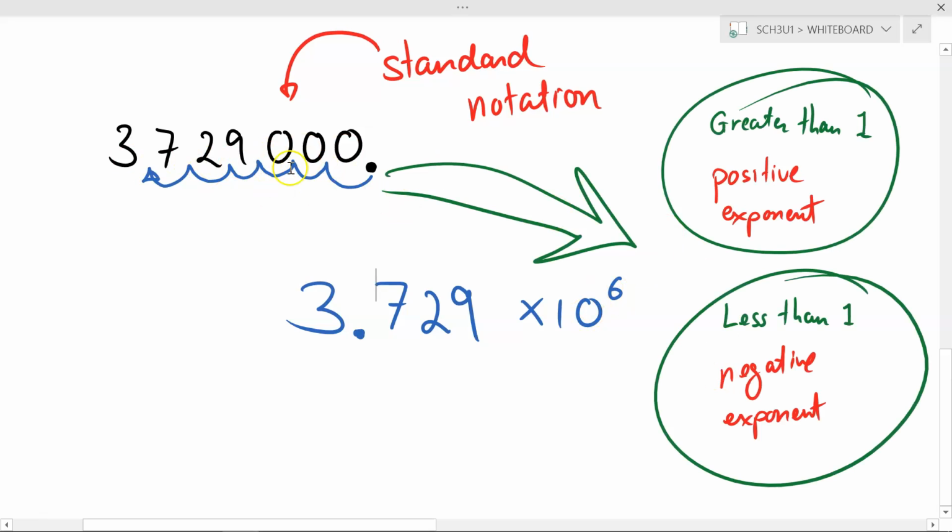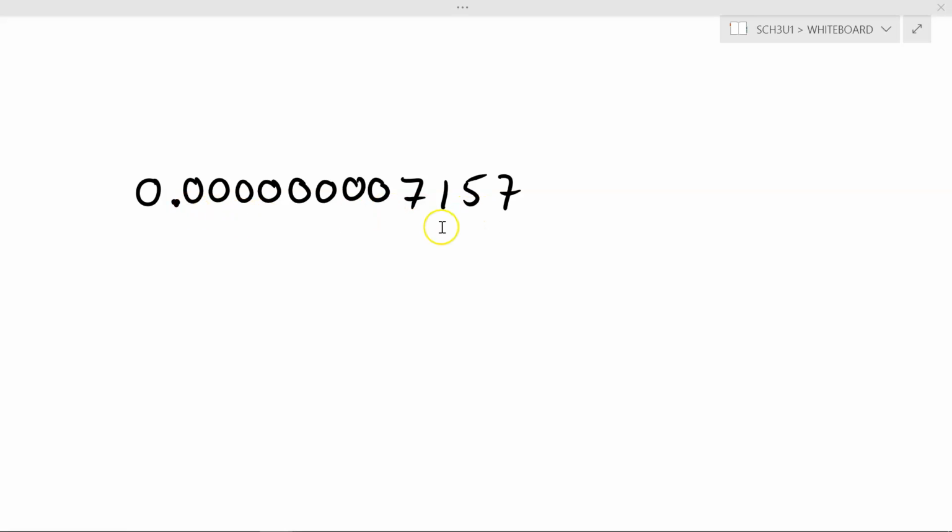Now, if this number is greater than 1, you must use a positive exponent. If this number is less than 1, we use a negative exponent. So positive exponents to show that it's a very, very big number. Negative exponents to show it's a very, very small number. In this case, it's a pretty big number, greater than 1, so we're going to use a positive 6. This just tells us which direction we're going to have to move the decimal place to get back to standard notation.